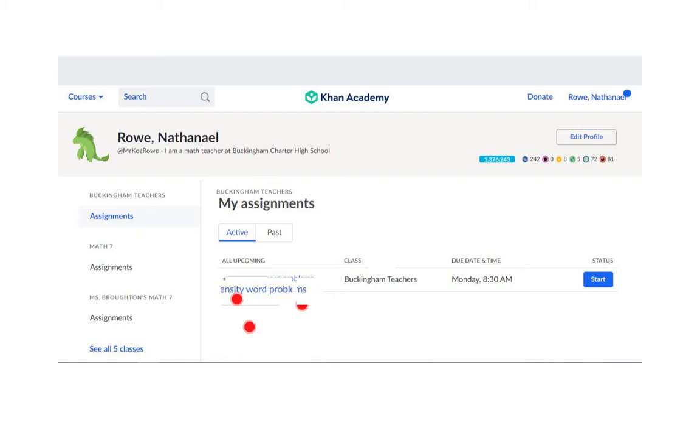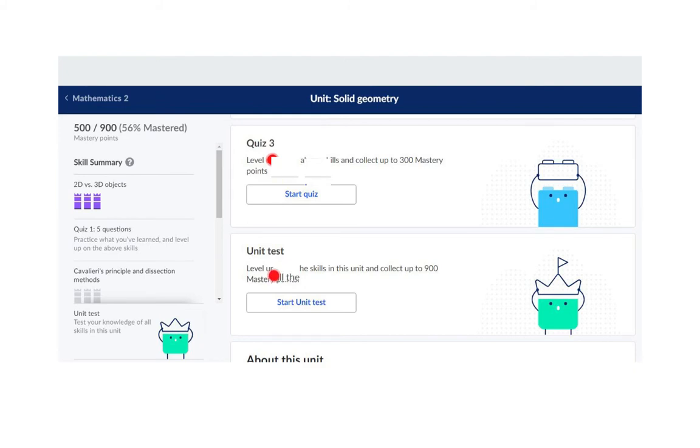And then when I say a quiz or test, I mean like the quiz or test that we write in class. Khan has its own quizzes and tests built into the material, and that's actually how they challenge students to master the material. So like you can see here, level up on the above skills and collect up to 300 mastery points. It means that there's 3 skills that if they take this quiz, they can level up on or gain mastery on. And then the unit test here would check on all 9 of the skills, so 900 mastery points, 100 points per skill, all 9 of the skills that we covered this entire chapter, and that's going to allow them to master that material.